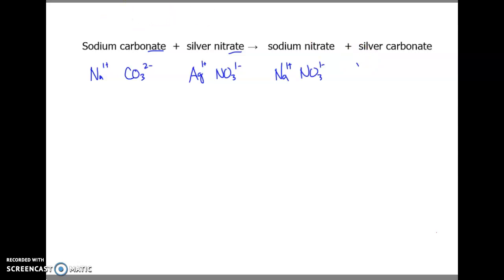Oops. Boom. And then we have Ag and CO3, 2 minus.